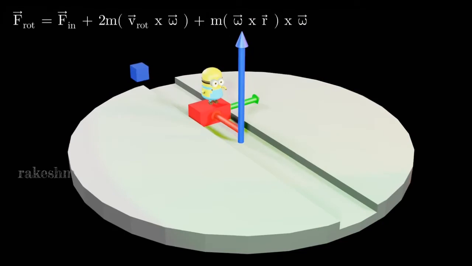In the question, he had given us this expression. Let me help you understand each term of this expression. So the first term, F rotational, is the force acting on the block when we are looking at it from a rotational reference frame. He has mentioned the forces acting on the block plus the fictitious forces or the pseudo force acting on the block when we are looking at it from a rotational frame of reference.